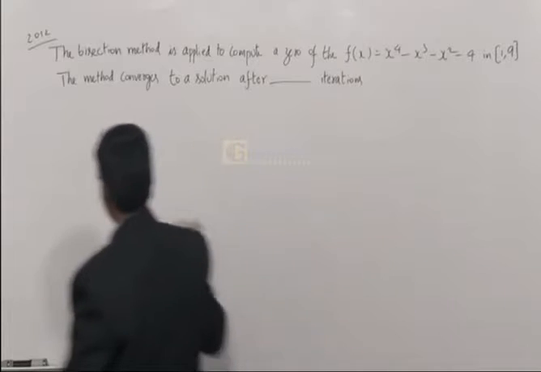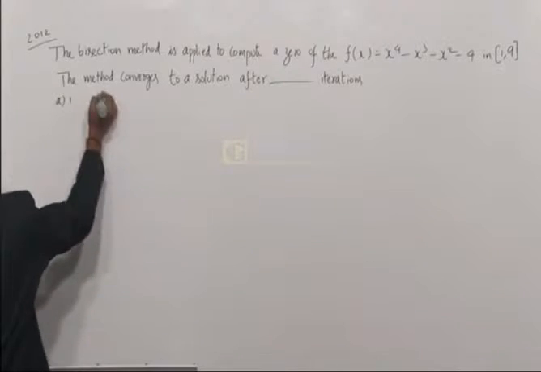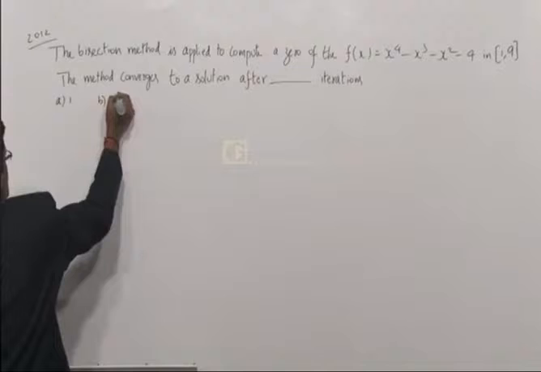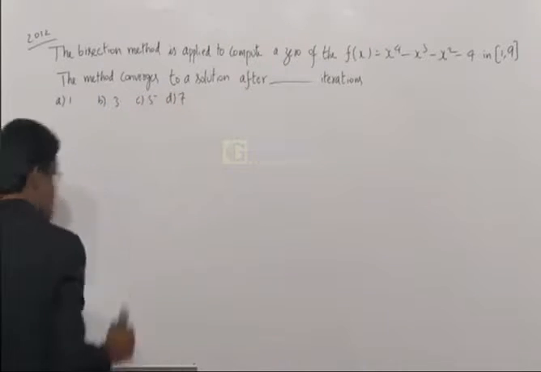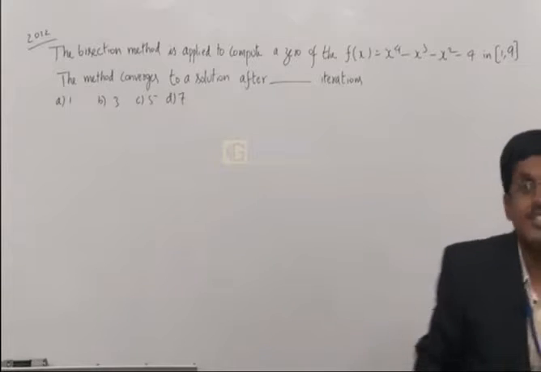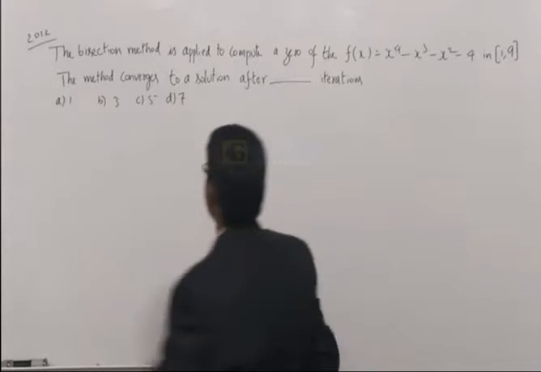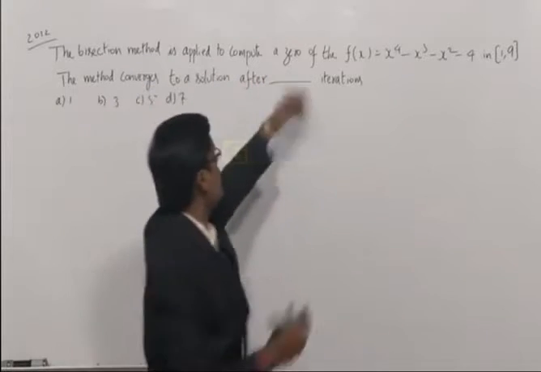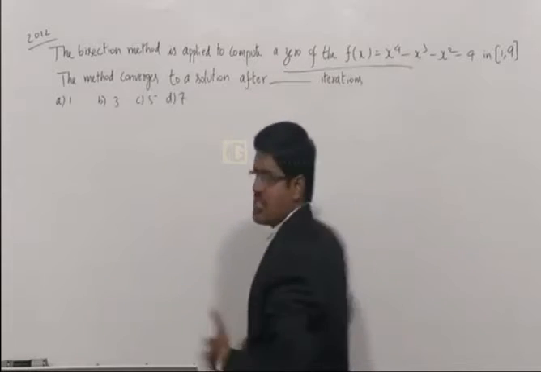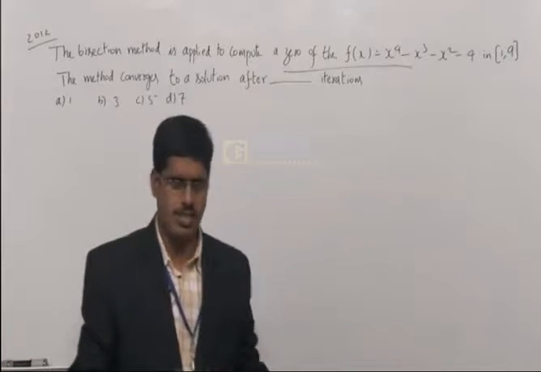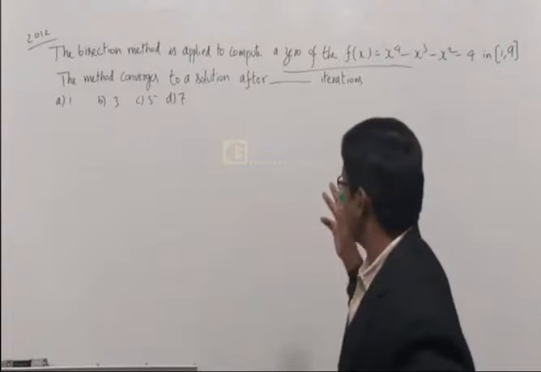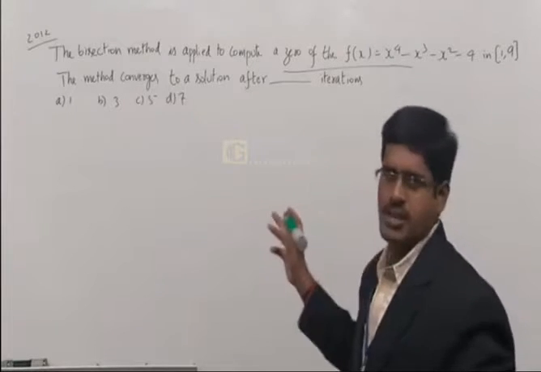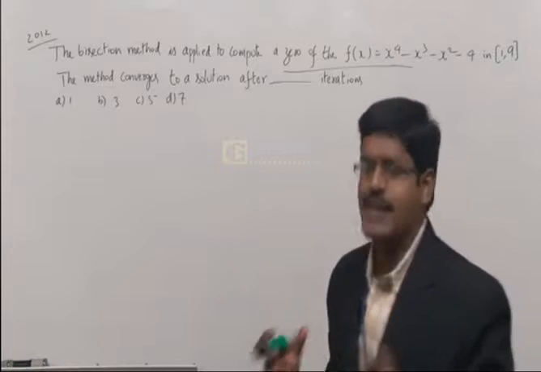Anyhow, I am going to give the options. It is not fill in the blanks, options only. First of all, solution means root of the equation. This method is applied to compute a zero of the function. What is the meaning of zero of the function? Nothing but root of the equation. Zero of the function is also called root of the equation. So this equation converges to a solution by this method after how many iterations?